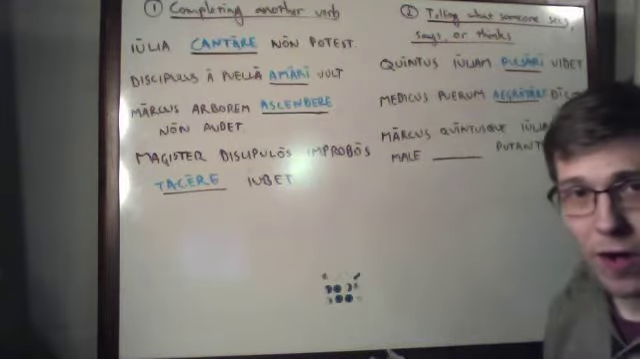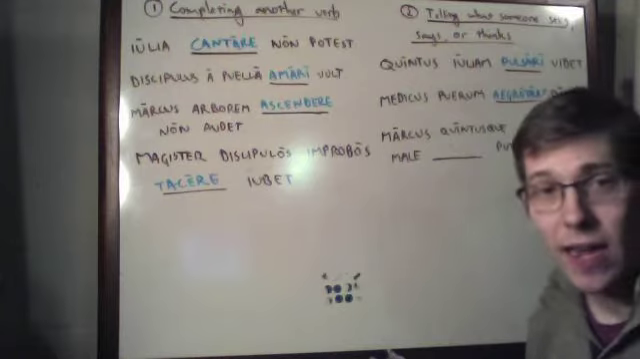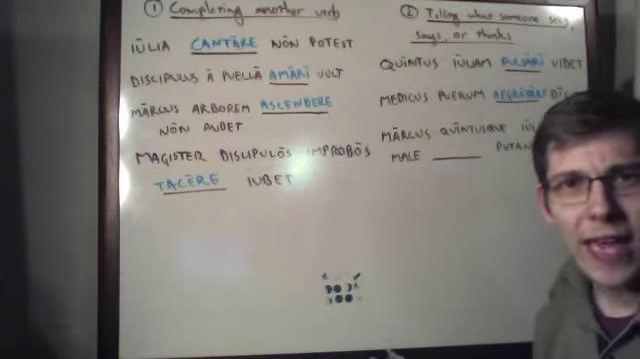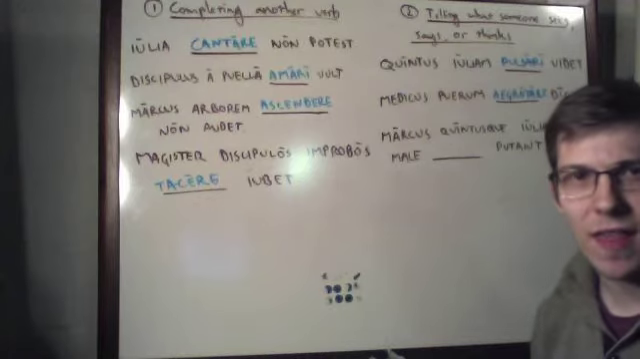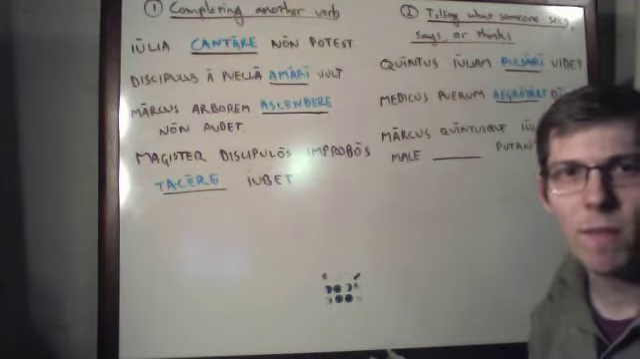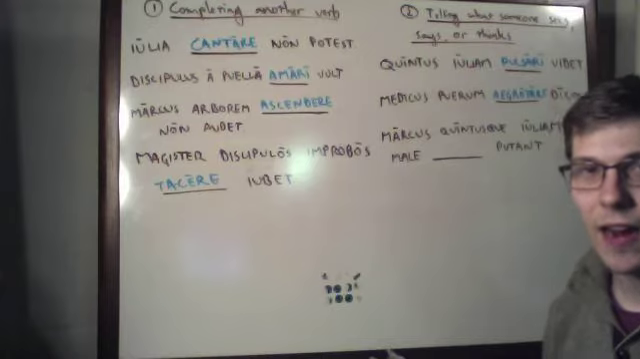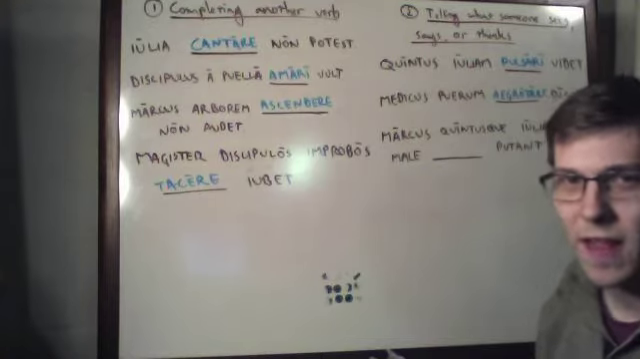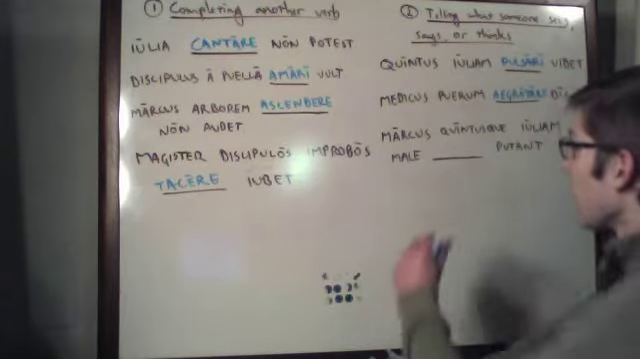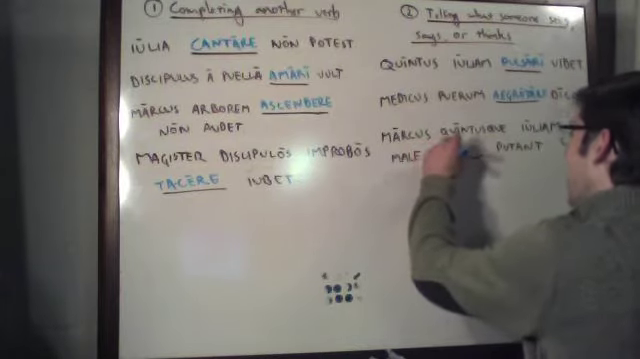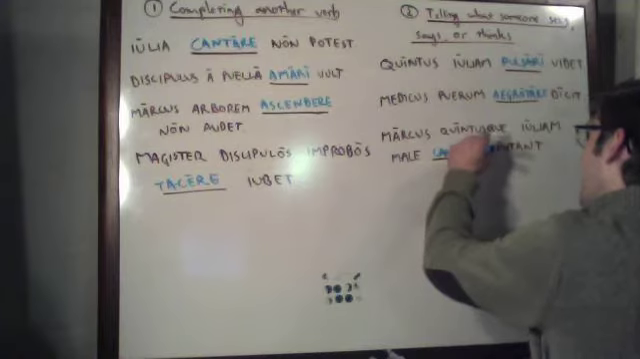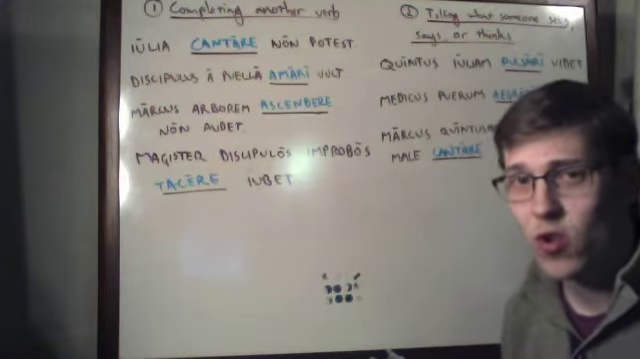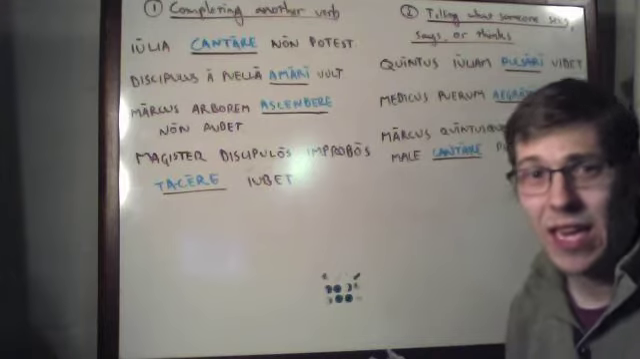This last example here, using putare, to think, to have an opinion, Marcus Quintusque Juliam male blank putant. They think Julia that she does something male, non bene. I think a good verbum to put in hac lacuna is going to be cantare. Marcus et Quintus non volunt Juliam cantare audire.